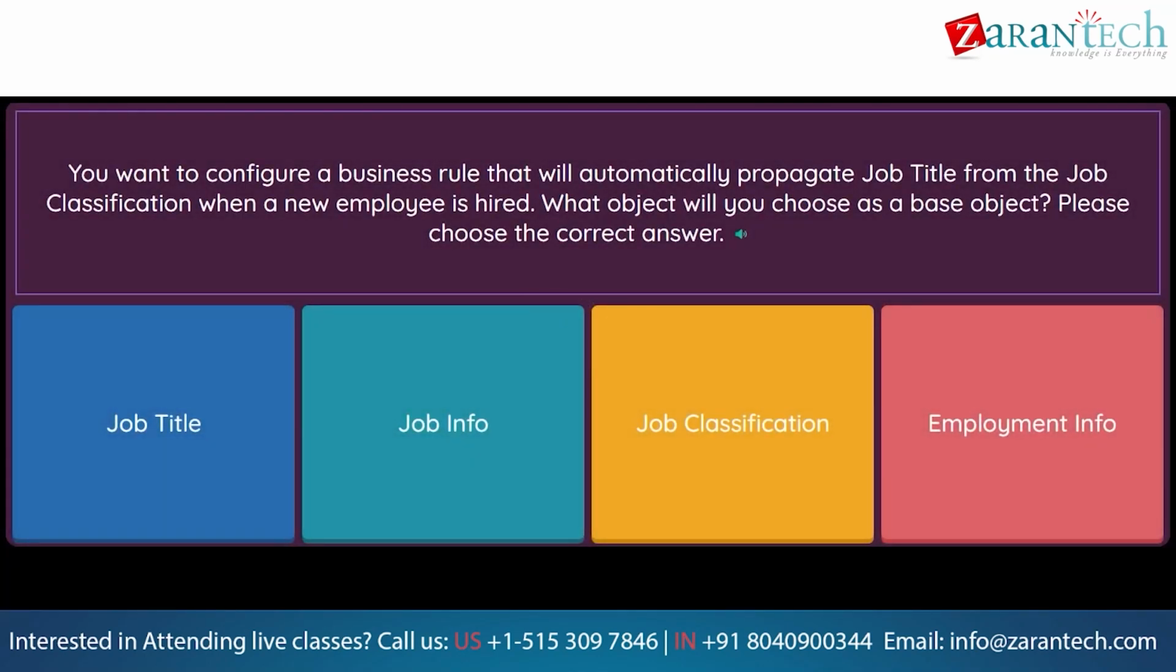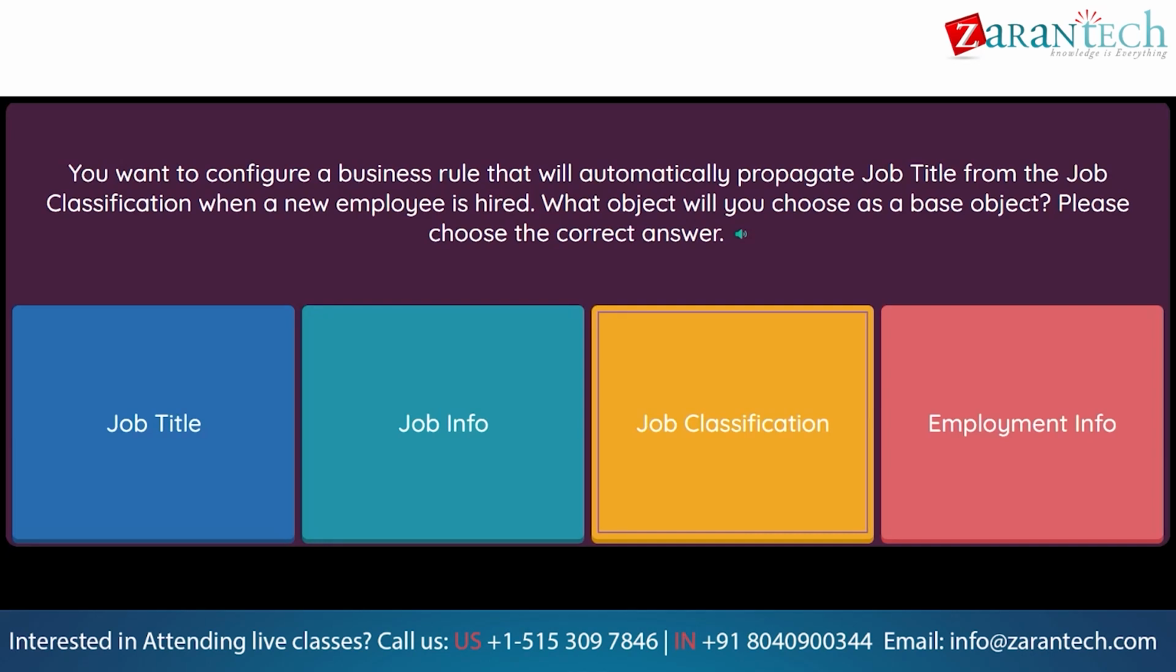Question: you want to configure a business rule that will automatically propagate job title from the job classification when a new employee is hired. What object will you choose as a base object? Please choose the correct answer. Option 1 Job Title. Option 2 Job Info. Option 3 Job Classification. Option 4 Employment Info.